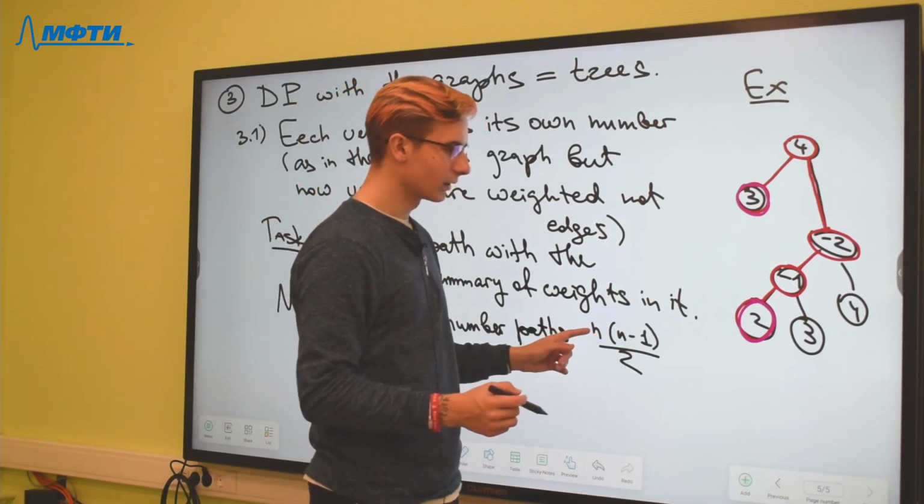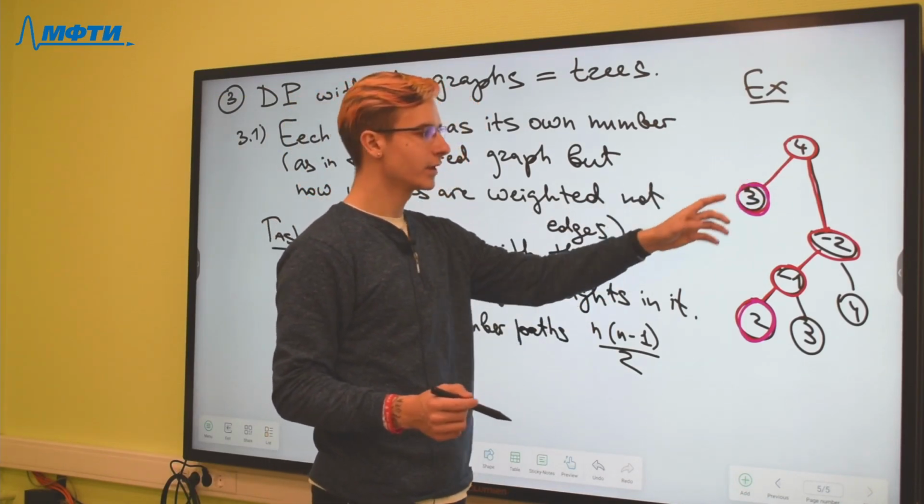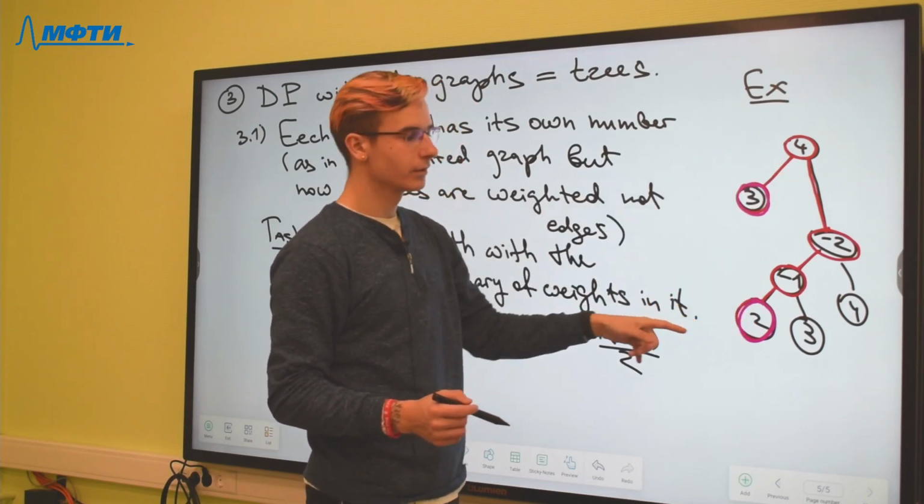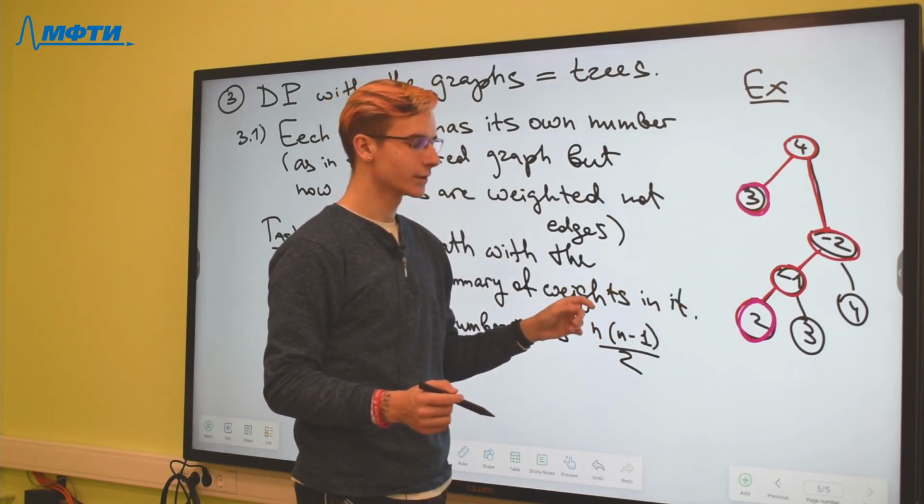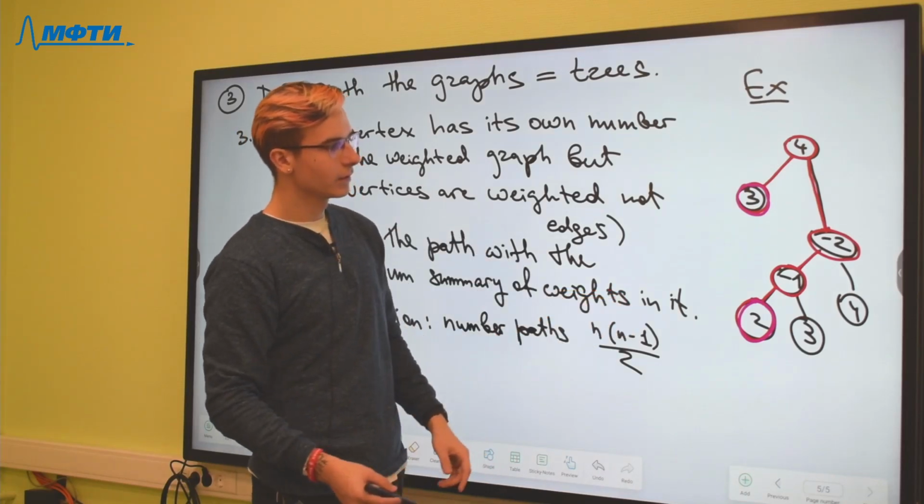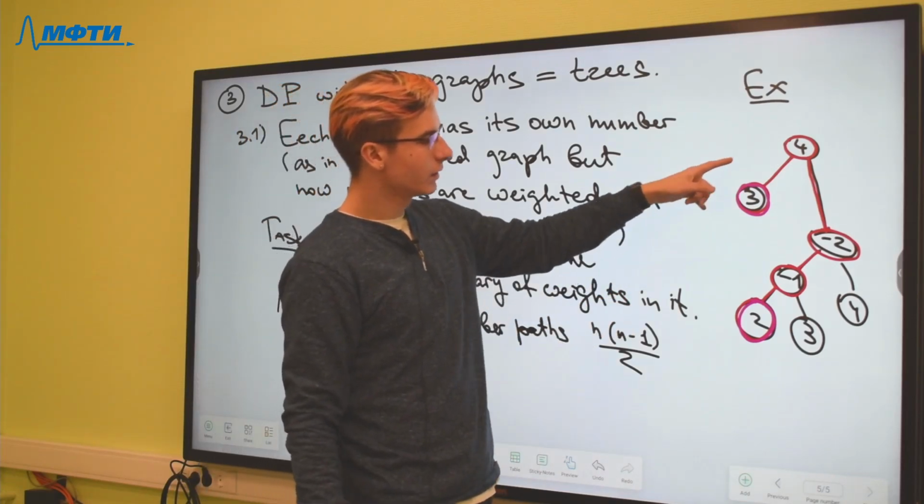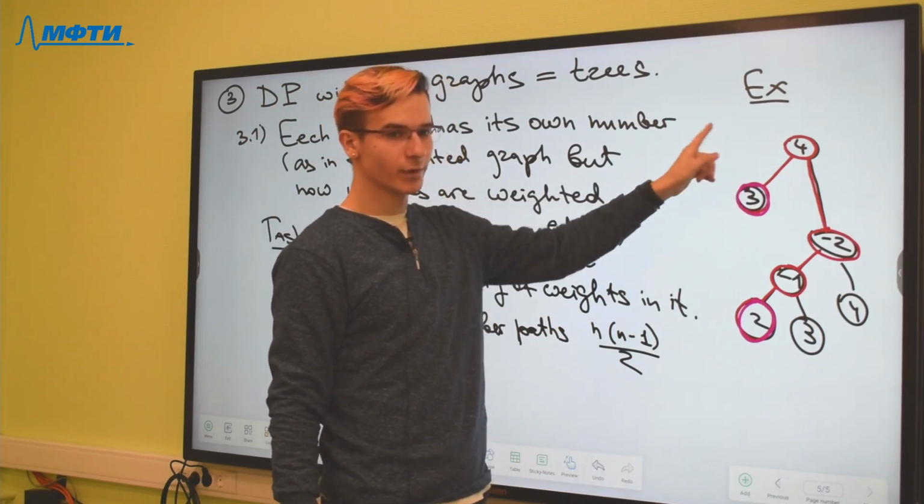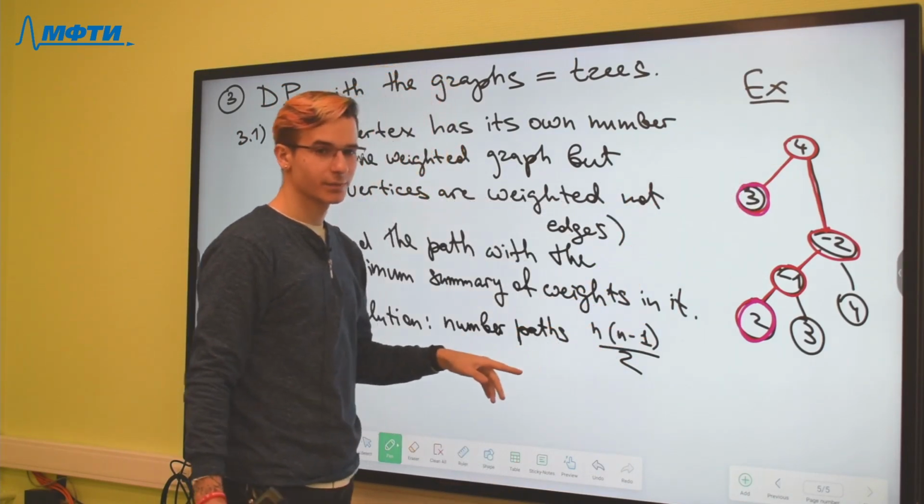Why is it n? We can choose any vertex. Then we choose any other vertex. And then we say that we have no direction in the path. So we divide it by 2.